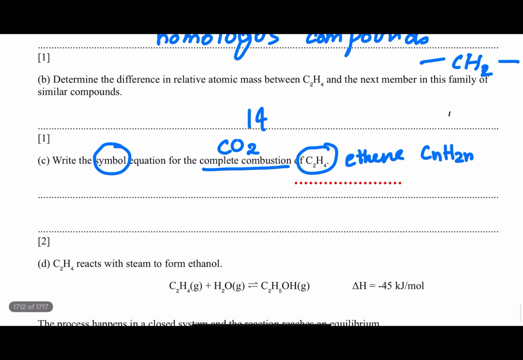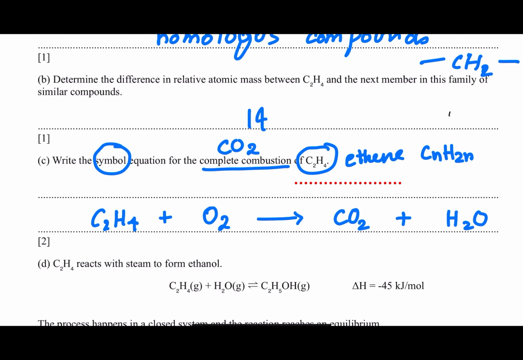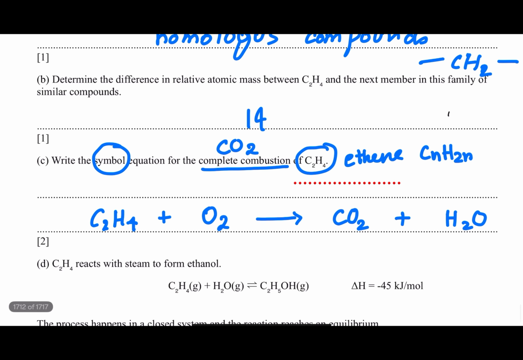So let's get going. First, we're going to have C2H4, and we have to completely combust it, so we need oxygen for it, and for complete combustion, the products are going to be carbon dioxide and water. Now we just have to balance it. Since we have two carbons on this side, we're going to put a 2 over here. We have 4 hydrogens, so we put a 2 over here. How many oxygens do we have? 2 times 2 plus 2, which makes it 6. We put a 3 over here.